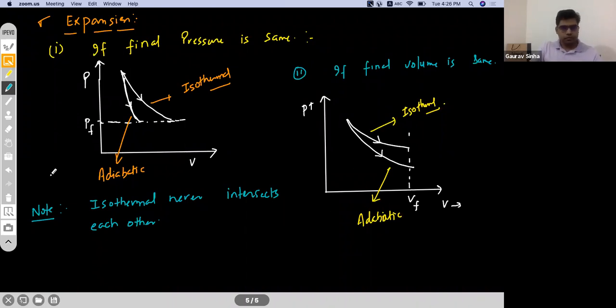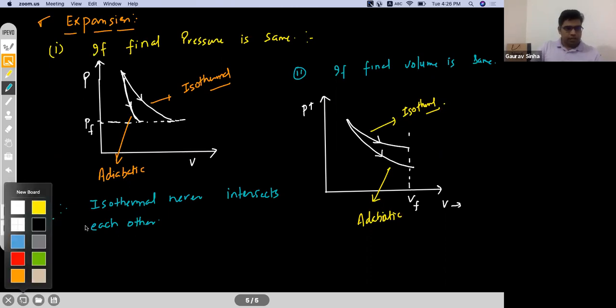Now you see one thing more. Suppose you have to compare the work done in isothermal and adiabatic processes. Where will we have more work done? In isothermal or in adiabatic? Which process gives us more work done? Adiabatic. Why adiabatic and why isothermal? Okay, you see this. If you have a PV graph given, then what is the work done? That is the area under the curve, right? Yeah, that's fine. Area under the curve.